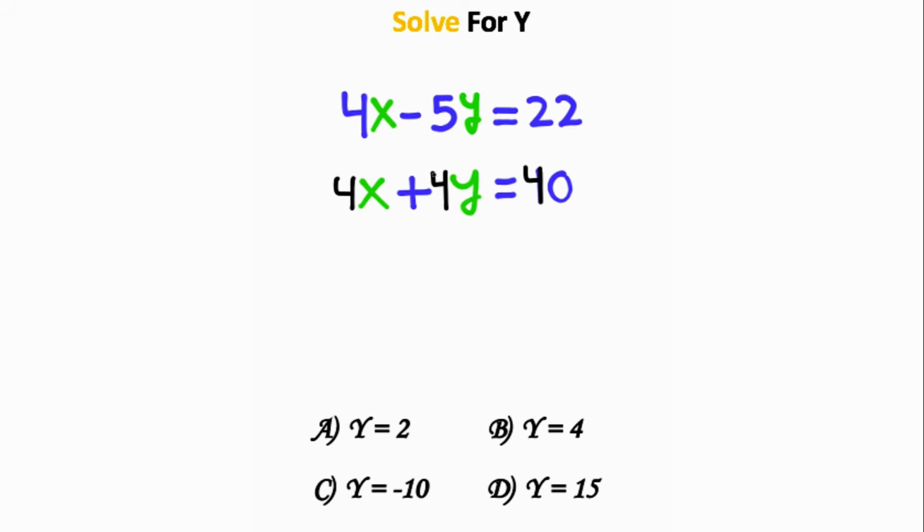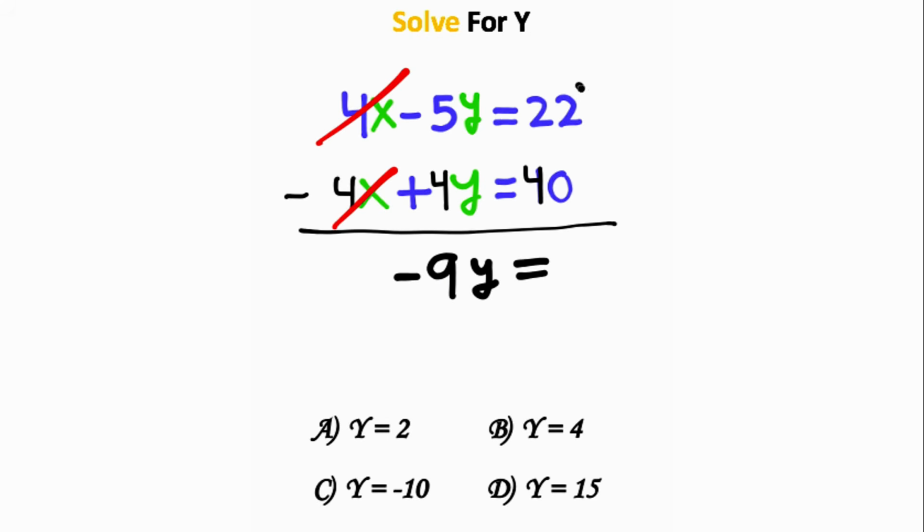So the equation will look like this once I've scaled everything, and notice if I go ahead and subtract these two equations, I can eliminate the 4 x's. That's why I scaled this entire bottom equation by 4. I'll take negative 5y and subtract off 4y, and that will give me negative 9y. And then this whole thing is going to equal 22 minus 40, which is simply negative 18.